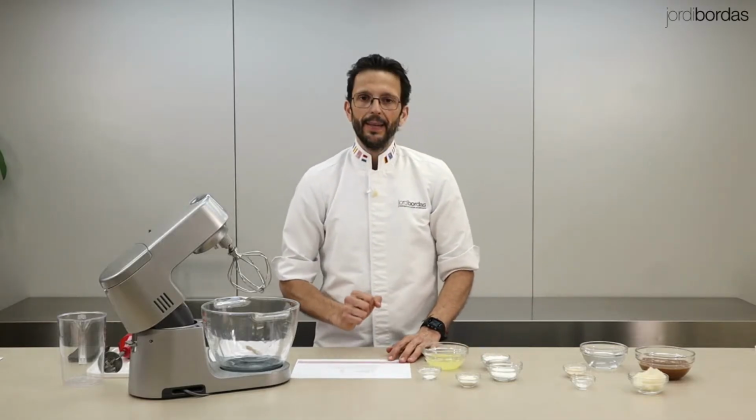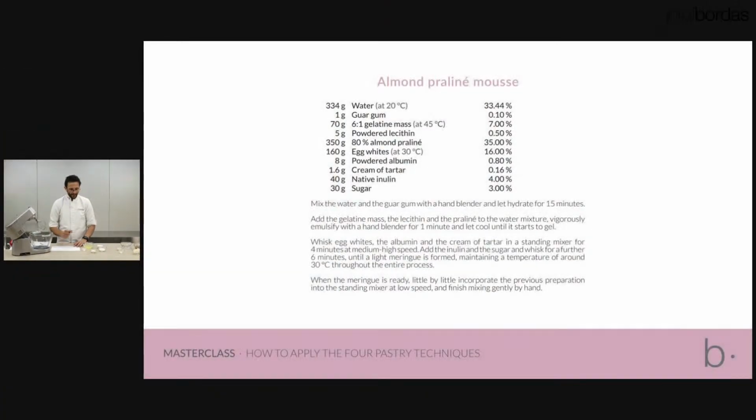Let's go to explain now the process. We will start first whisking the egg whites with the powdered albumin and cream of tartar, and we are going to whisk approximately during 4 or 5 minutes. Once we have soft peaks, we will add inulin and sugar mixed. It doesn't matter the order, but we need to add all the ingredients. In total, we will have 10 minutes of the whisking process.